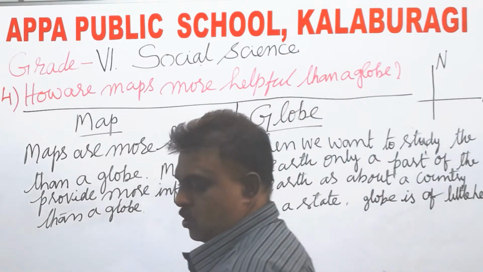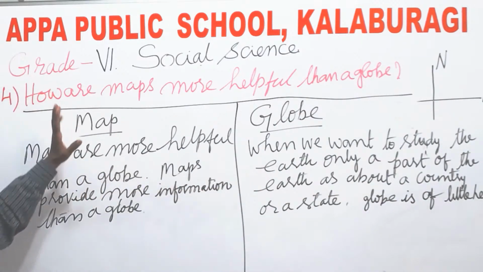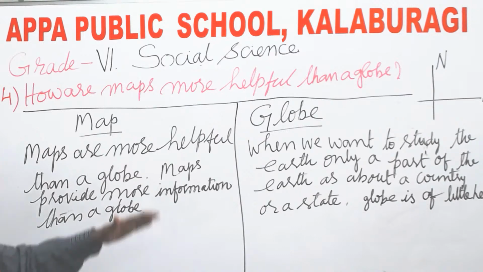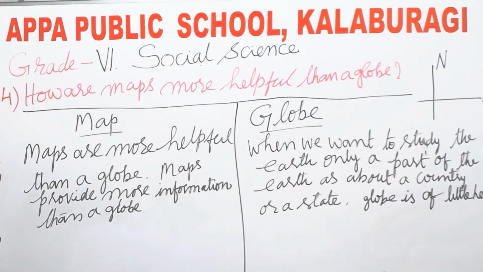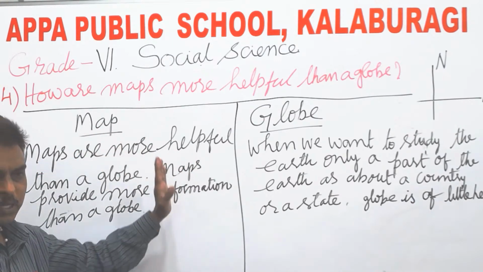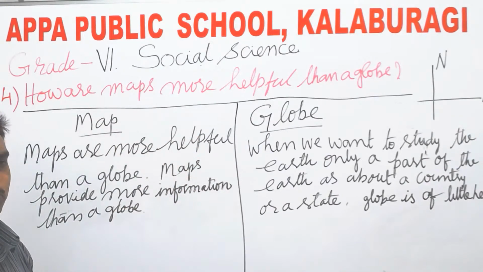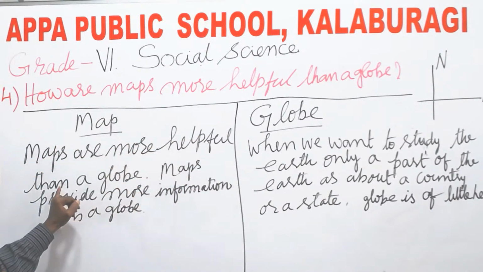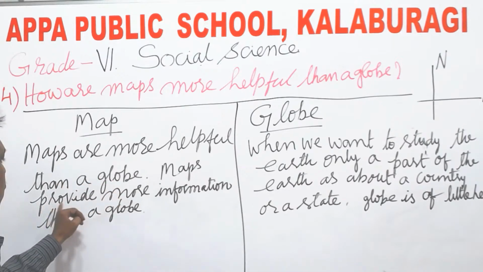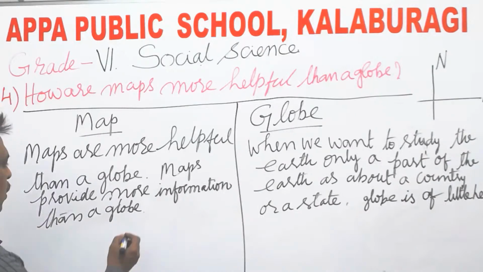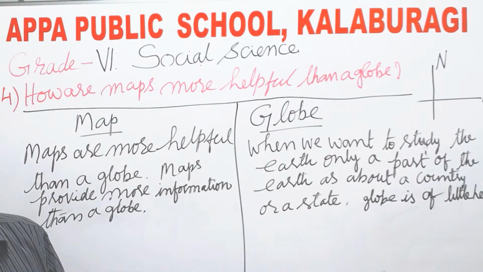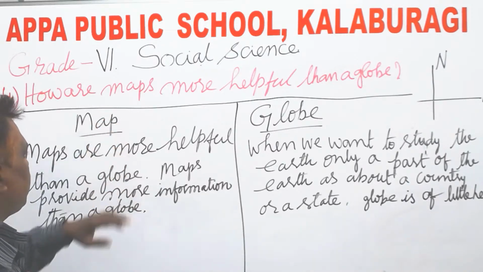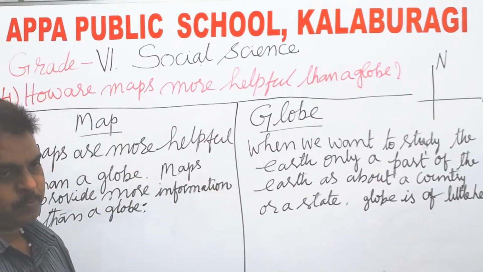Yeah, dear students, question number 4. How are maps more helpful than a globe? The question itself is giving preference, telling that maps are more useful than the globe. So here, I want to make a comparison, the difference between the map and globe. Maps provide more information than a globe. You want to get all the information like the distance, just now we read about the distance, directions and symbols. This map is more helpful than the globe.